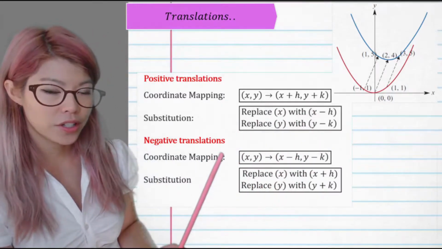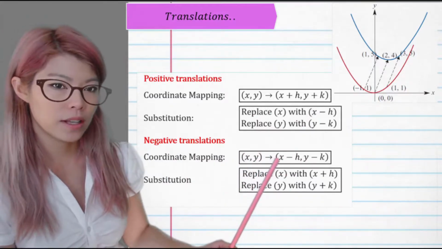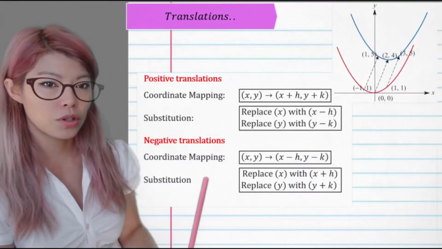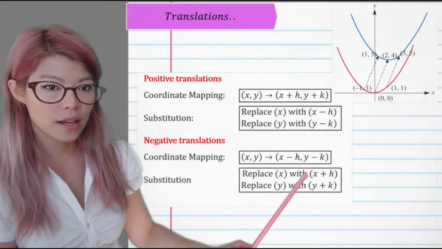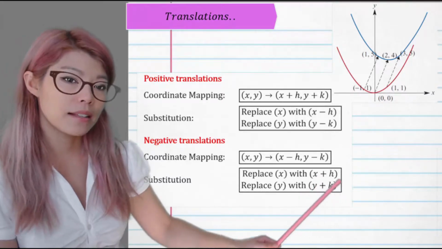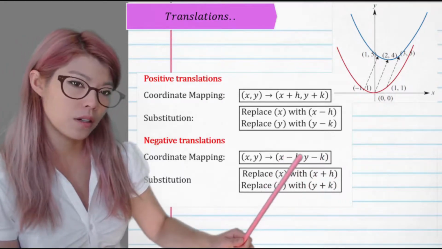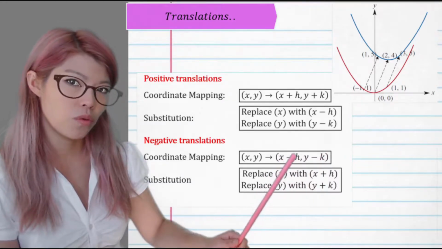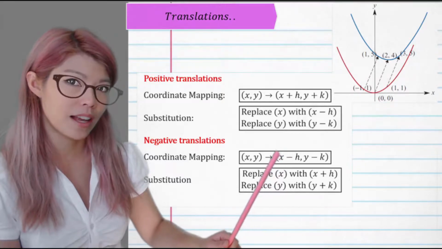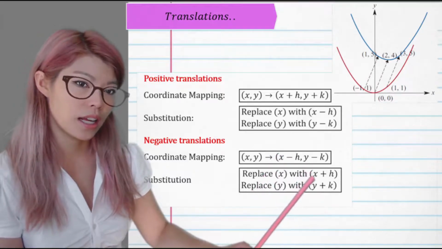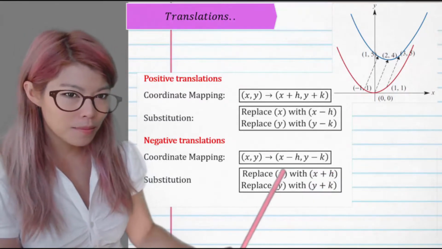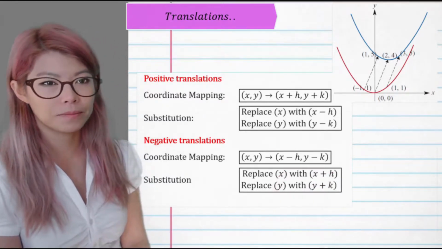And for negative translation, again in coordinate mapping, we can see that the image was x minus h and y minus k. But in substitution, we go straight away to substituting x plus h and y plus k. It makes sense because remember, after we obtain the image, we rearrange our x in terms of x dash, and we would have gotten x plus h. So it's the same thing, but it's like skipping a couple of steps.